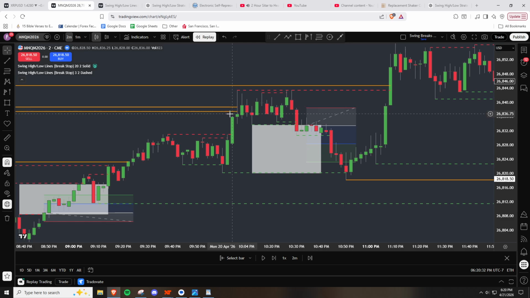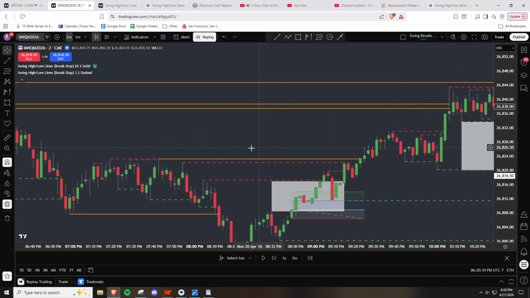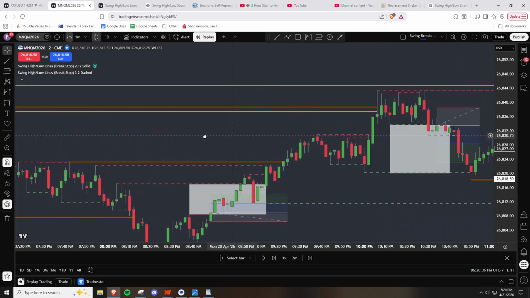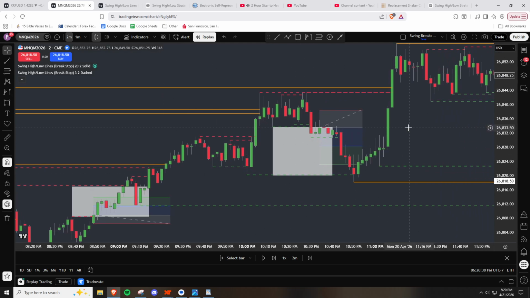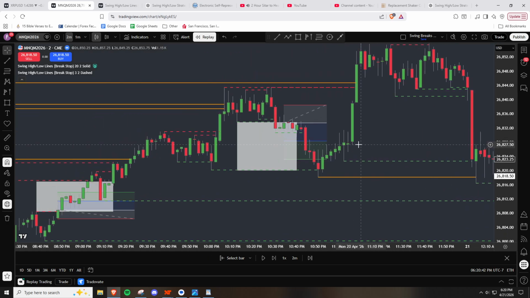So here you can see we broke these two swing highs that were from earlier in this session. This is not the New York session. This is still, I guess, the extended trading hours session. This could be the Asia market trading at this time. It's anyone's market. I do stay awake sometimes and take these trades.